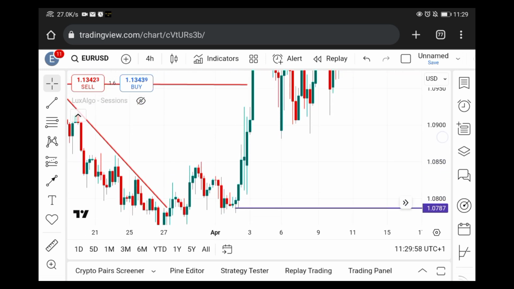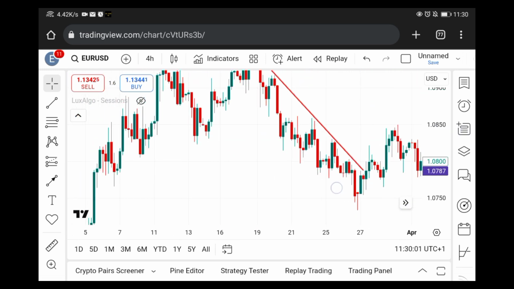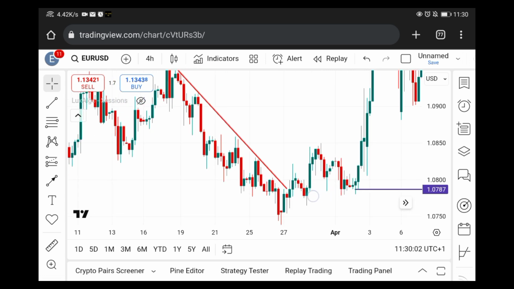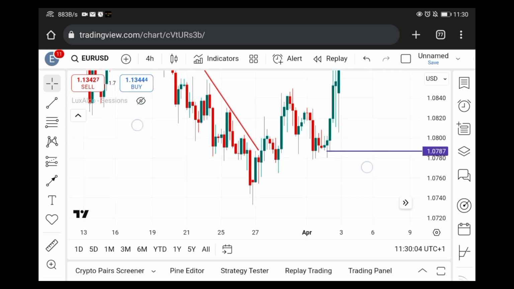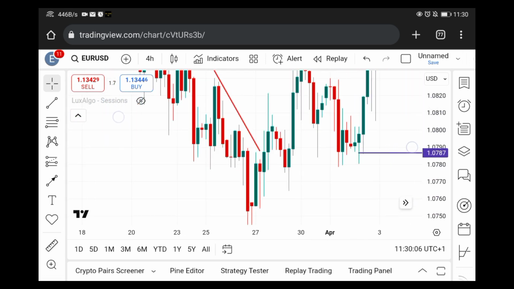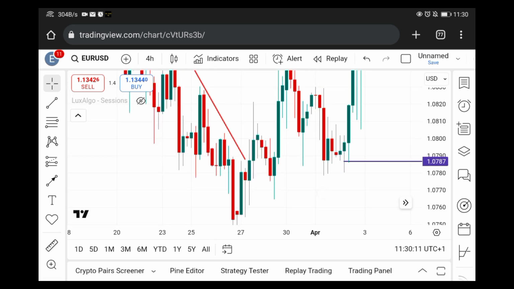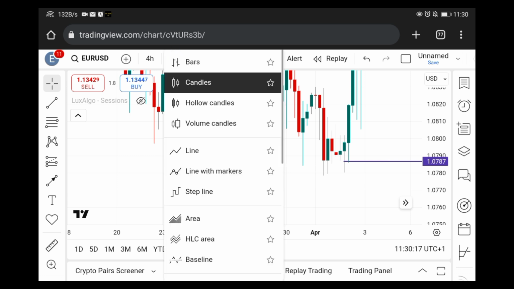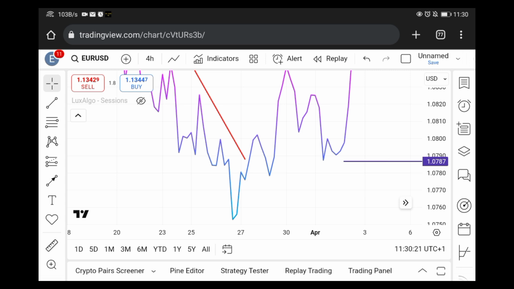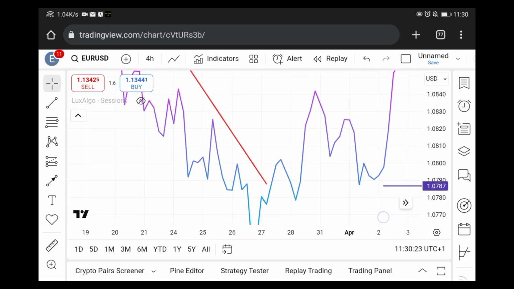So on my H4, it is for me to identify my choke and also my BOA. So if I turn my chart to a line chart, you can see everything. Even if I don't turn this chart to a line chart, you can as well see everything. But I'll turn my chart right now to a line chart, because a line chart filters out noise.